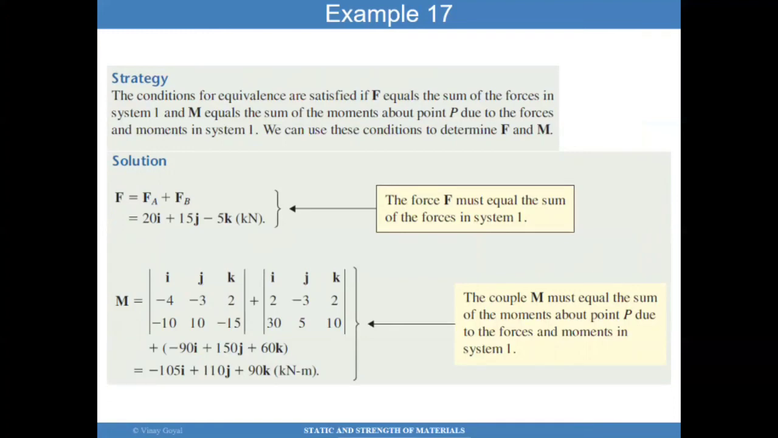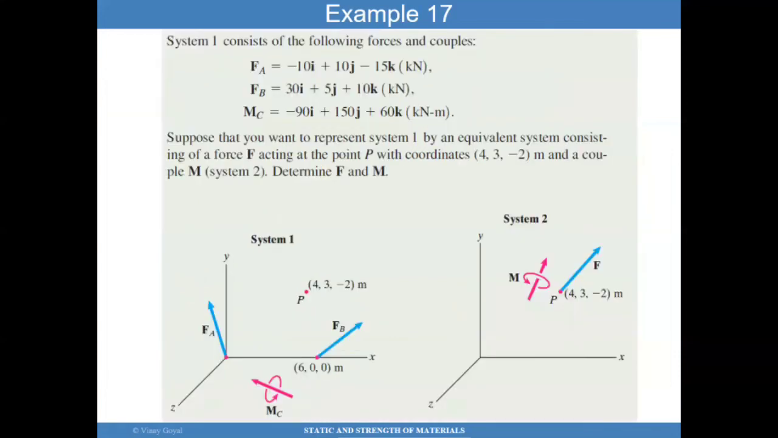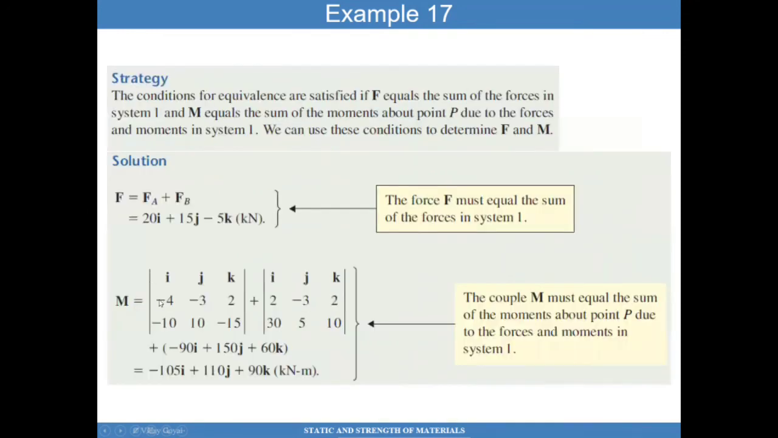So to do that, I have to take the cross product, and so we figure out first, to find moments about P, right? We have to find moments about P. So we have to draw a position vector from P to the line of action of FB anywhere, and from P to the line of action of FA. And in this case, that's simply 4, 3, minus 2. That's the position vector.